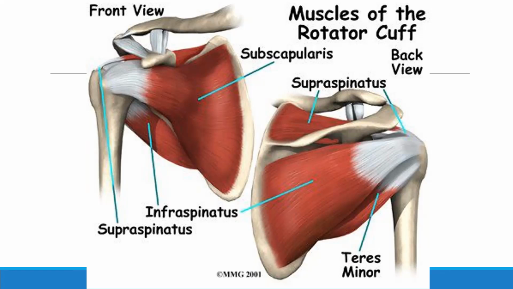These are the easiest to remember what they do. They all originate on the scapula. They all insert on the head of the humerus. They all allow the humerus to rotate around the shoulder.